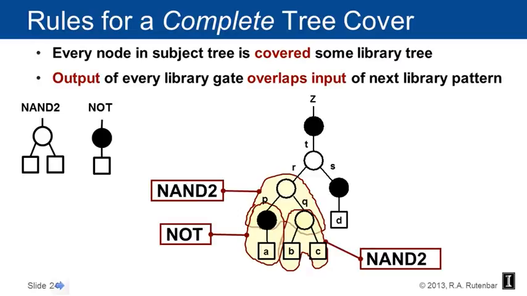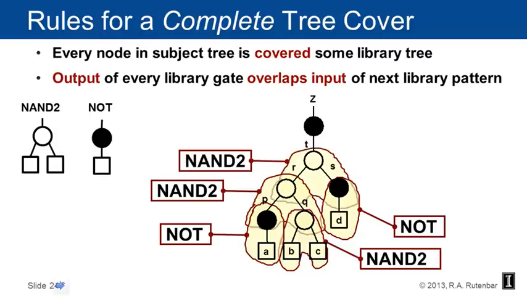That's how that works. So I could also put a NOT gate at node S. Black circle matches black circle, input matches input. I could put a NAND gate at node T. Again, you look and you say, hey, node R is covered twice. Node S is covered twice. Yes, of course, it has to be. The output of the NAND 2 at R is the input of the NAND 2 at T. The output of the NOT at S is the input to the NAND 2 at T.